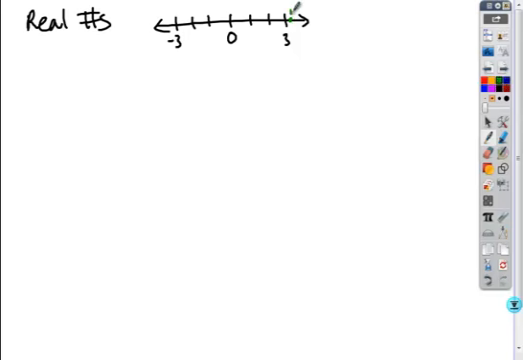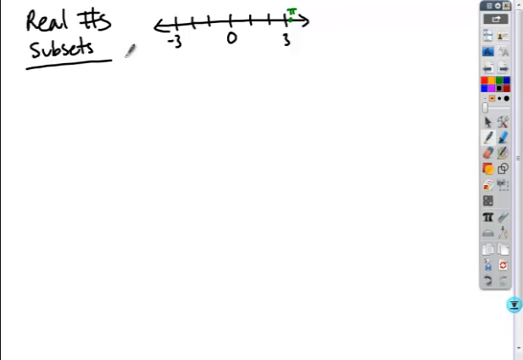So pi falls somewhere over here. It's still a real number. Any fractions fall in between. Anything to the right of 0 is positive. Anything to the left is negative. 0 itself has neither positive nor negative sign associated with it. But there's a set of subsets of numbers that you need to be familiar with.